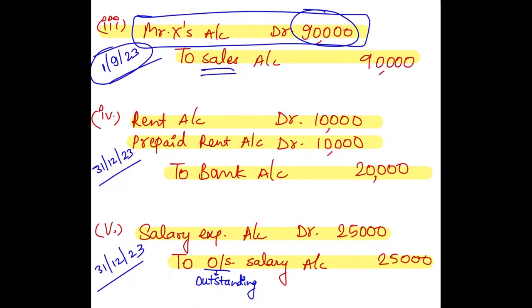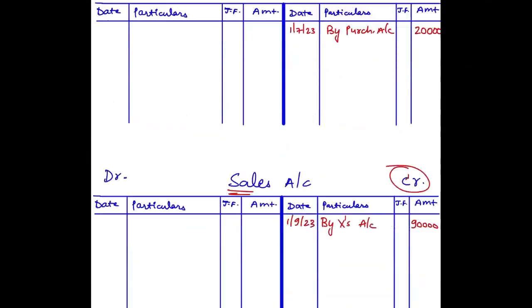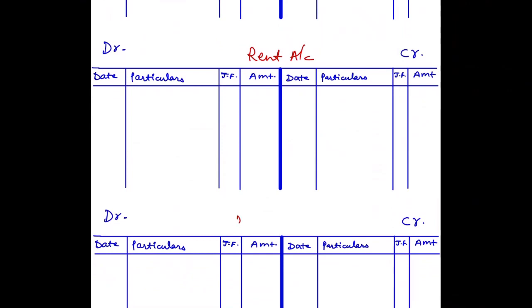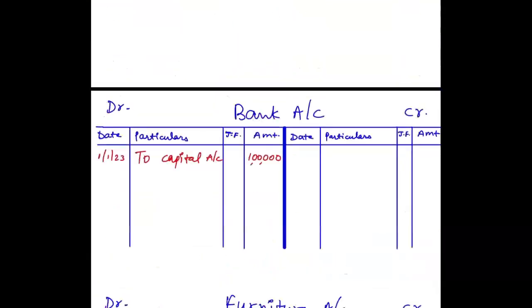Now we need more accounts. What is the name of the new accounts? It is the rent account and the prepaid rent account, and we have the bank account which is already created. So let's create the rest of the two accounts. We have the rent account, and then we have the prepaid rent account. Okay, let's again see the journal entry.